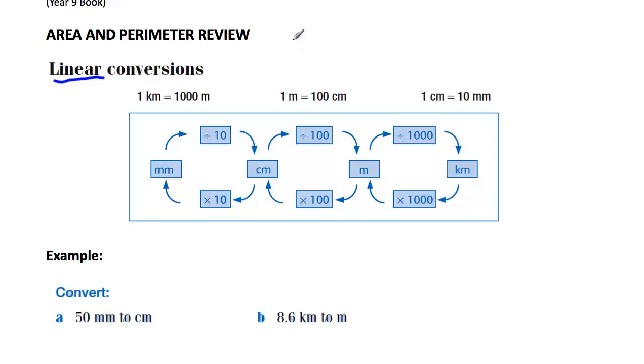Linear means line, a line or a straight line, as opposed to area, which is another form, and area is based on lines, as you know. You square lines, you get areas, and volume, which is cubes. Now, we're not going to worry about the volume side of things in this lesson, but we are going to have a look at area, and we're going to have a look at linear conversions.